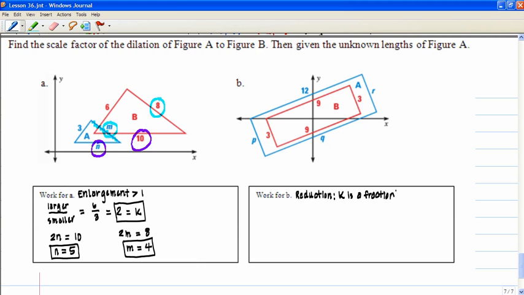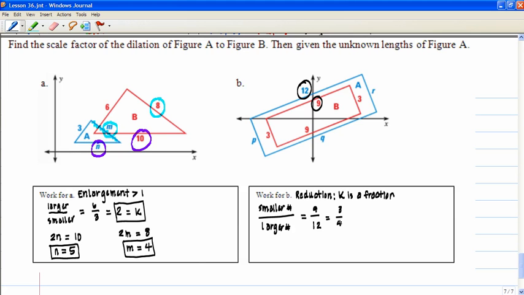So let's look at the sides we have. The only sides that we have that we can compare are this 12 and the 9. So again, we want a fraction that's smaller than 1, so we want the smaller number on the top and the larger number on the bottom this time. So in this case, the 9 is going to go on top, the 12 is going to go on bottom. We can simplify that to 3/4.